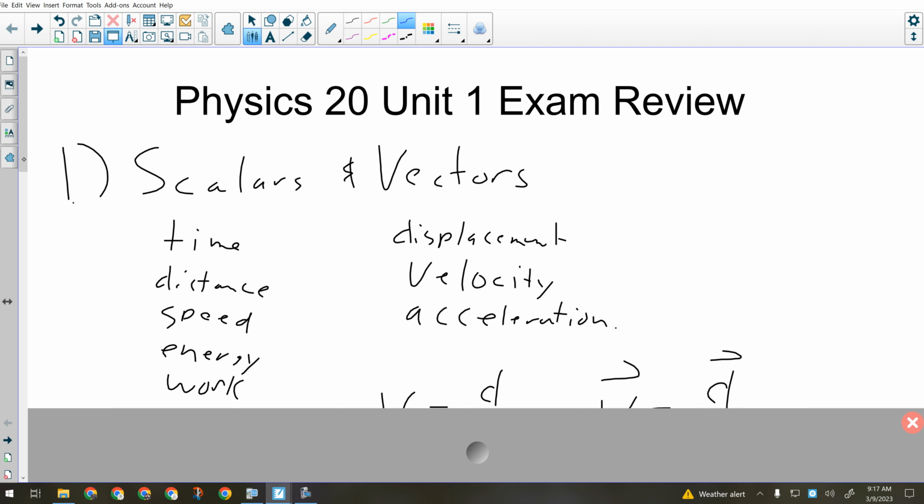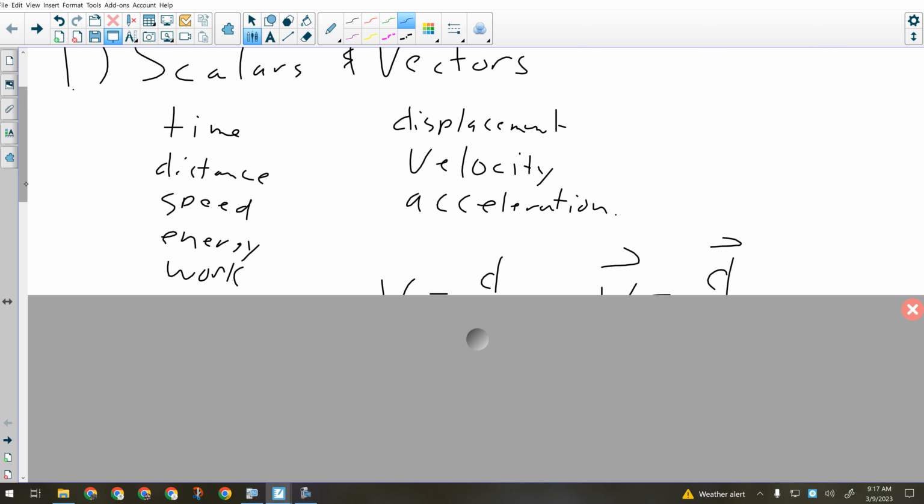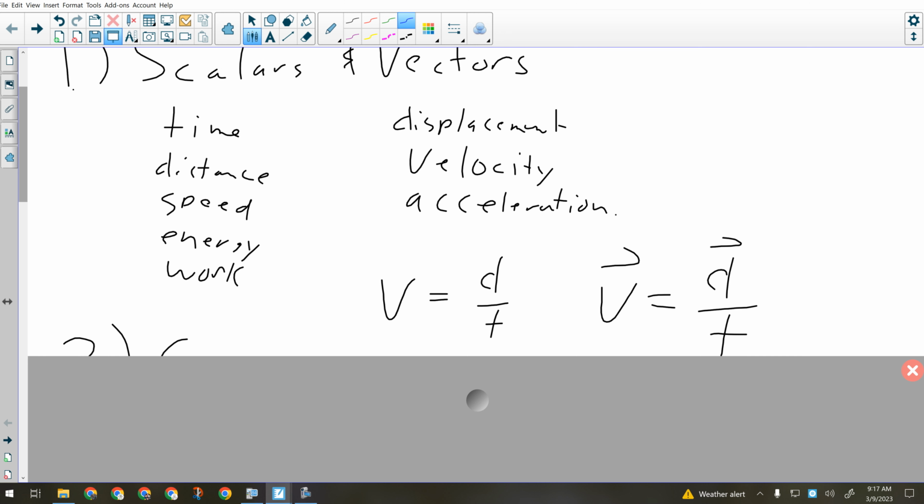That same day, we reviewed the use of these 2 formulas: v equals d over t and v equals d over t. One of them being speed equals distance over time, and one of them being velocity equals displacement over time. The other thing we have to remember is that this can also be written as final position minus initial position over time. Displacement is our change in position.